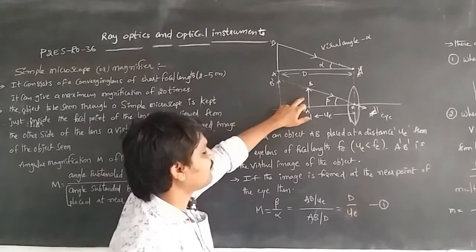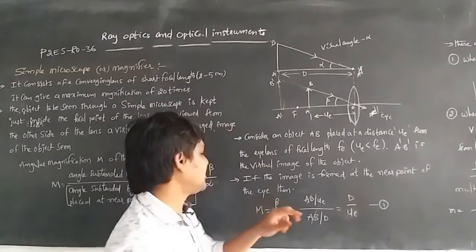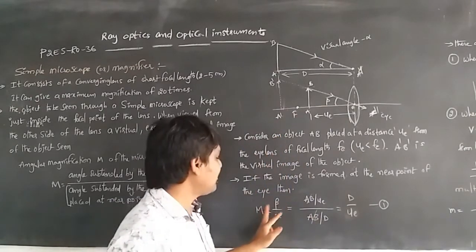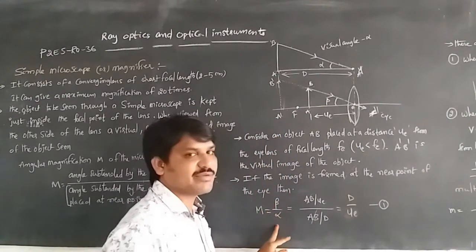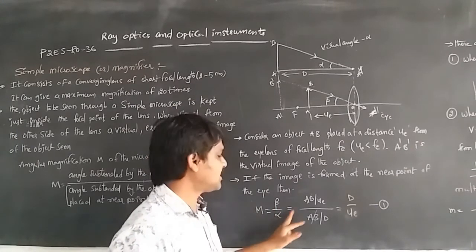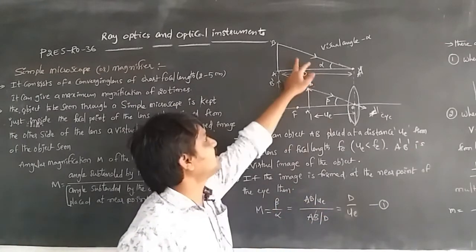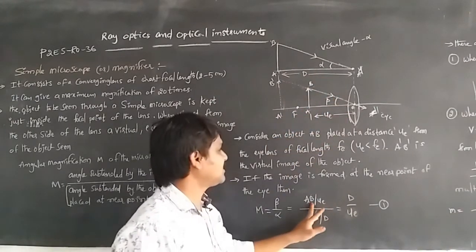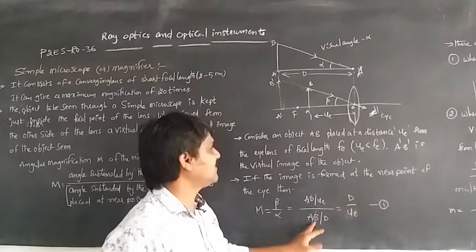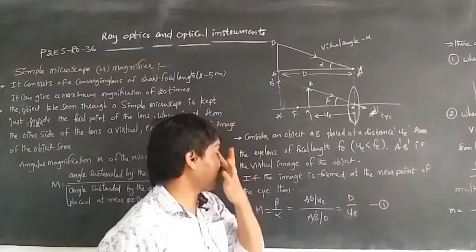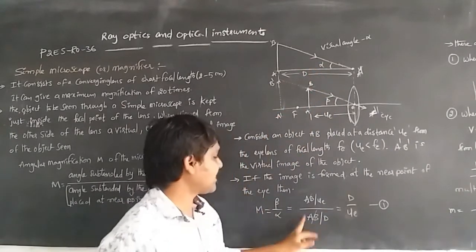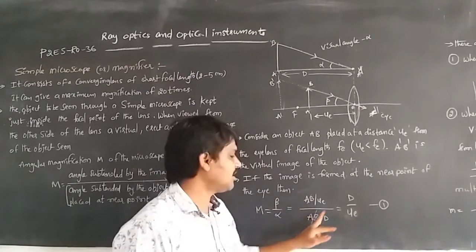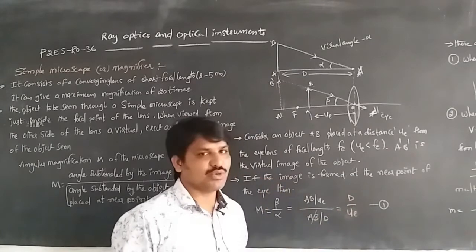If the image is formed at the near point of the eye, then M is equal to beta by alpha. Tangents we are taking because the angles are very small. So for the beta angle, AB by UE is the opposite by adjacent, and the alpha angle will be AB by D. Then by cancelling the same terms in the numerator and denominator, we get D by UE.